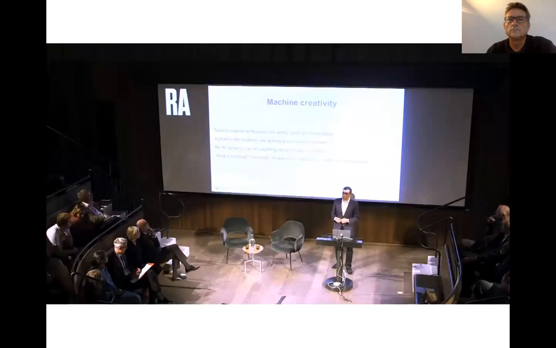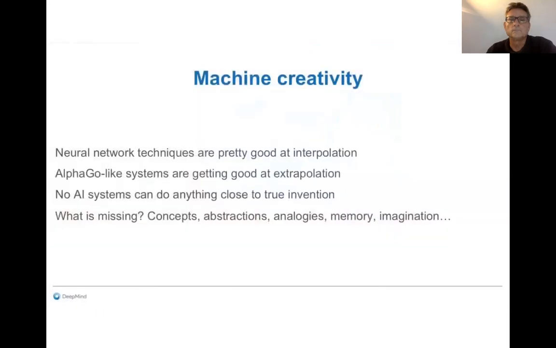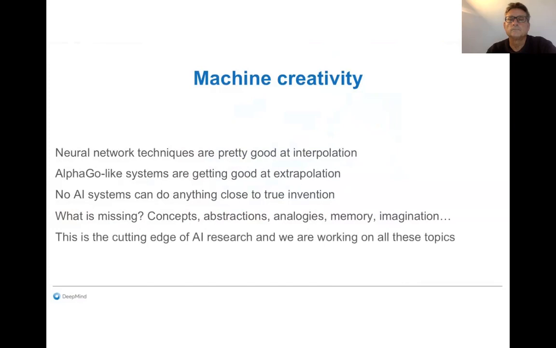So you might ask, what's missing? Although AI systems have been pretty successful so far, there's a whole bunch of things that we still need to crack. Things like concepts, abstract thinking, reasoning by analogy, memory systems, and imagination, which, as we just saw earlier, is in many of the definitions of creativity. A lot of these ideas and capabilities are missing from our current AI systems. This is where the cutting edge of AI research is at the moment, and we're working variously hard on all these different topics I've just mentioned.